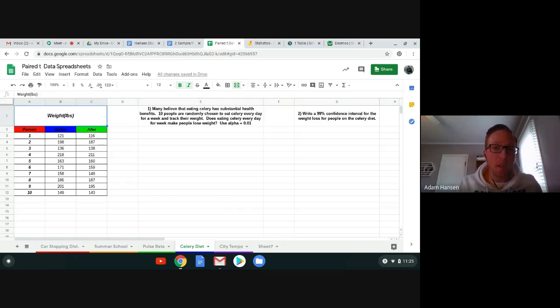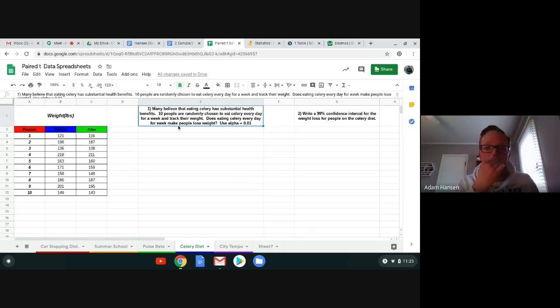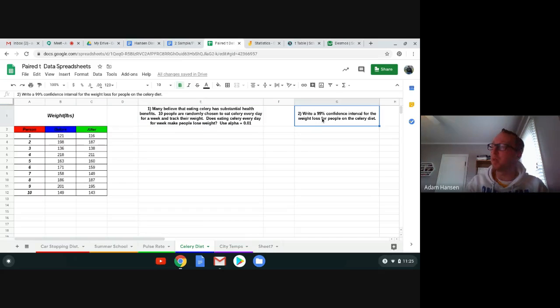Many people believe that eating celery has substantial health benefits. 10 people are randomly chosen to eat celery every day for a week and track their weight. Does eating celery every day for a week make people lose weight? At a significance level, a type 1 error probability of 1%. Also write a 99% confidence interval.